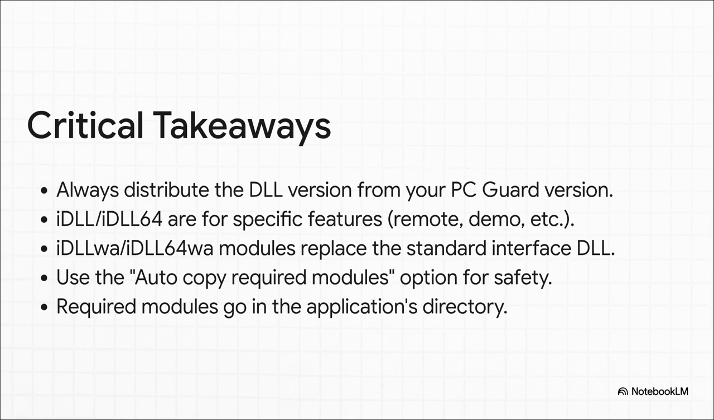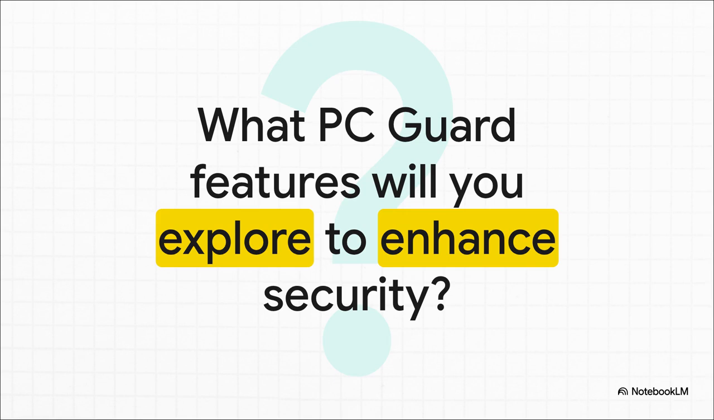4, and this is the big one, just use the Auto Copy Required Modules option and let PC Guard do the work for you. And finally, make sure all these files end up in the same folder as your app. Stick to that and you'll be golden. Look, by getting a handle on redistributables, you're knocking out one of the biggest sources of support headaches. It just makes for a way smoother experience for your users, and that frees you up to really dive into all the other cool security features PC Guard has to offer.